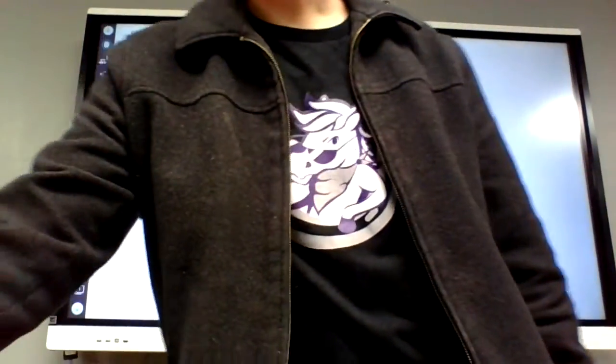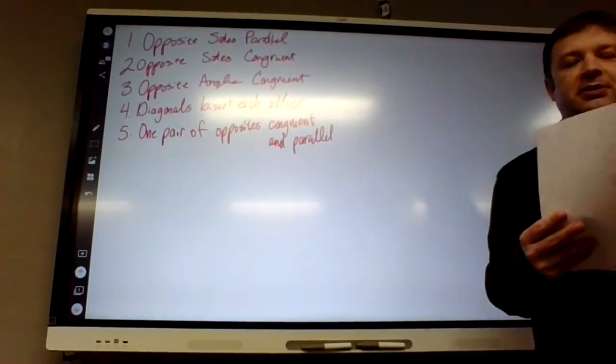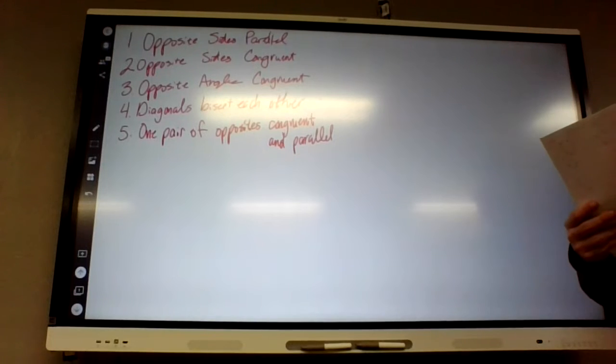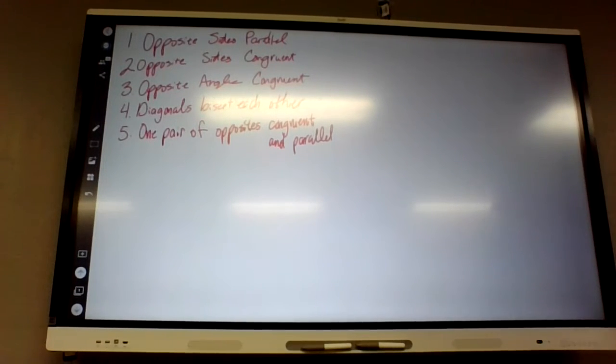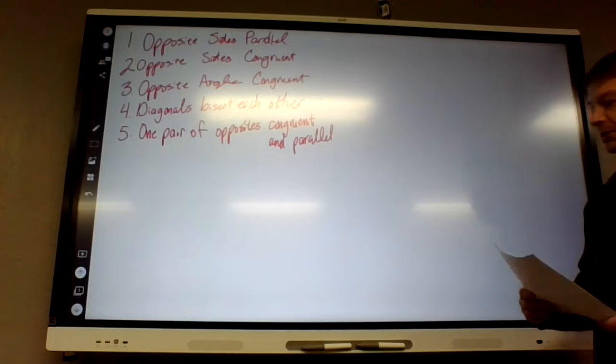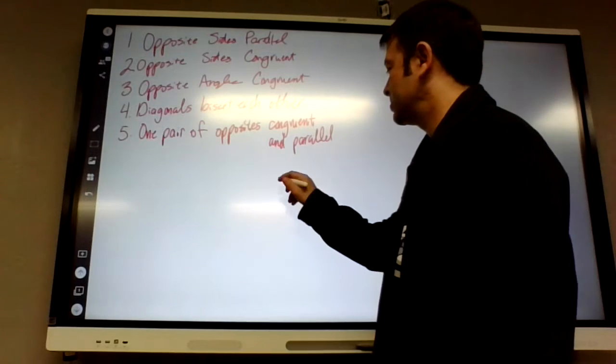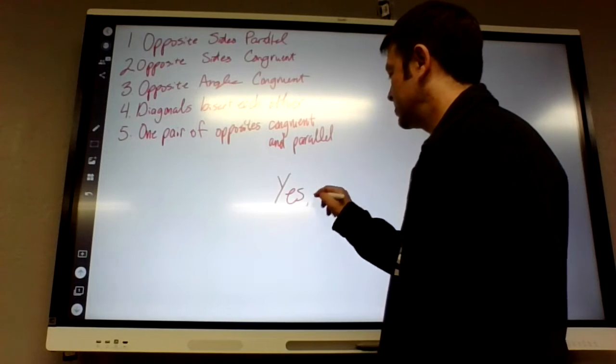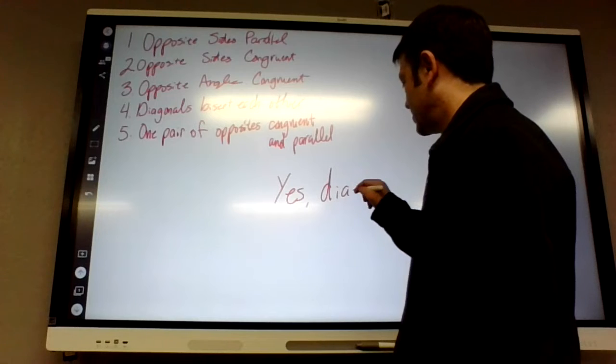So this is kind of what will help us with number 1 and all these problems. Number 1. Determine if each quadrilateral is a parallelogram. Explain why or why not. Okay. Is number 1 a parallelogram? Yeah, because diagonals bisect. Yes. Diagonals bisect.